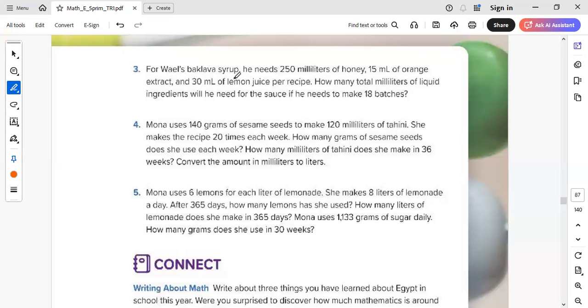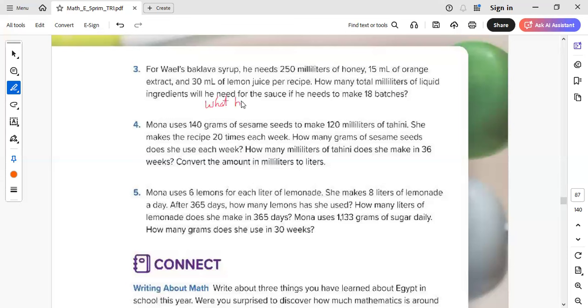So if we need to solve this problem, at first we have to find what he will need for one batch, okay? Because we need to get what he needs to make 18 batches. But at first, we have to find what he needs for one batch, okay? Let's write it.